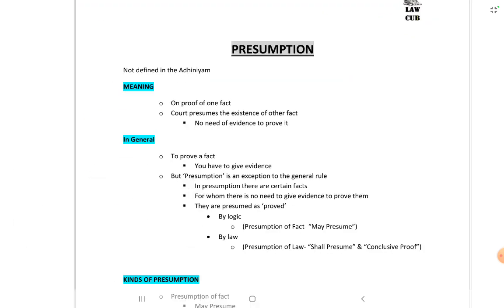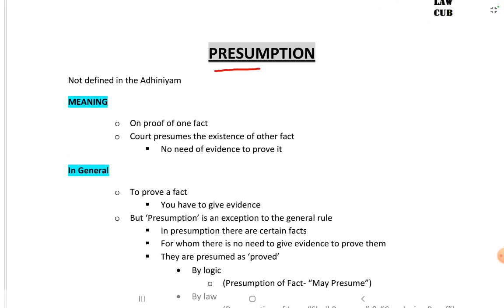Now let's see the theory portion. Presumption. It is not defined in the Bharatiya Sakshya Adhiniyam. The definition is not given in the Bharatiya Sakshya Adhiniyam. Its general meaning is, on proof of one fact, the court presumes the existence of another fact. There is no need of evidence to prove it.